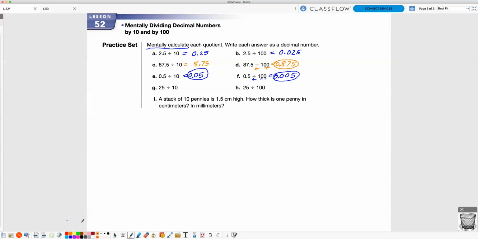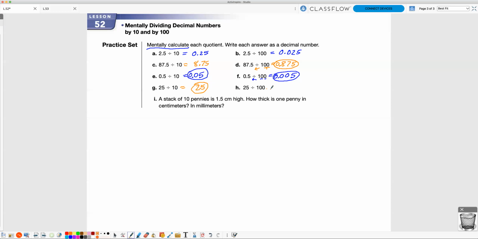And then letter G, 25 divided by 10. So I'm going to start with the 2 and the 5, and I'm going to put the decimal in the position where it would be in 25, which is right here. I'm going to put my pencil in that position. I need to move one place to the left. So my decimal would be in between the 2 and the 5 now. So it'd be 2 and 5/10.